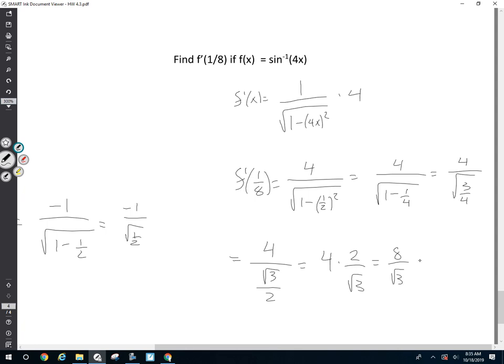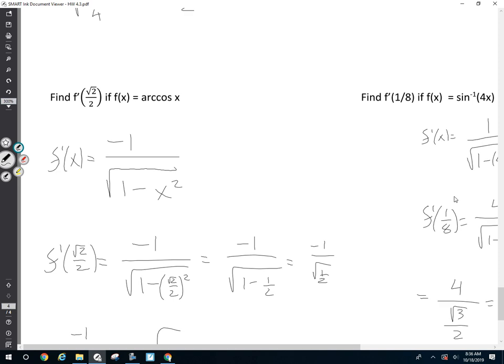Multiply the top and bottom by root 3. To simplify, you get 8 root 3 over 3. No, that's not right. Yes, that's right. Okay. What I'm trying to show you, and this might work out.